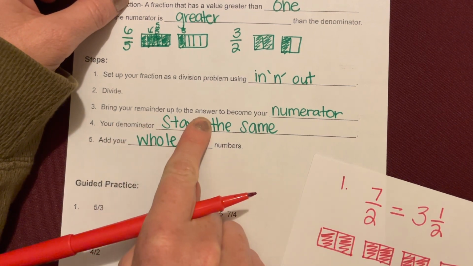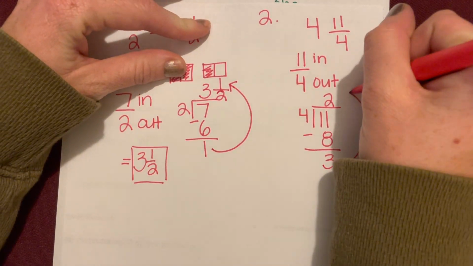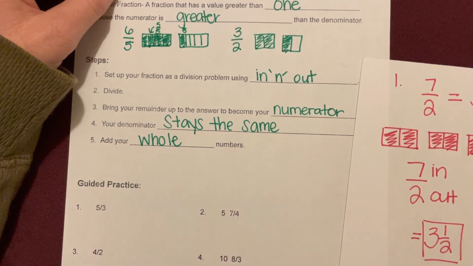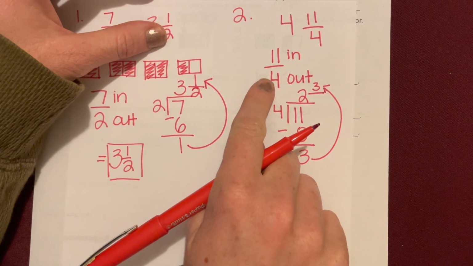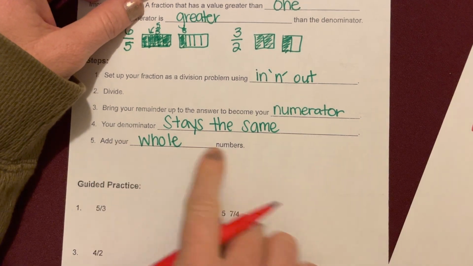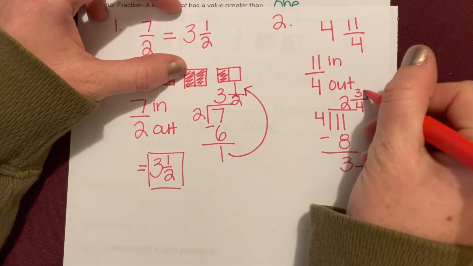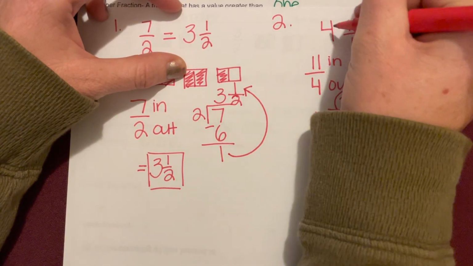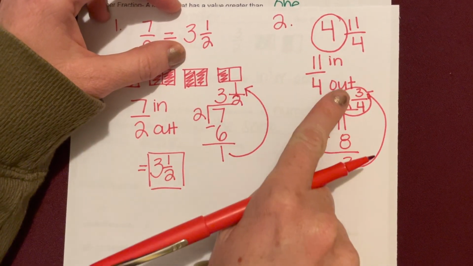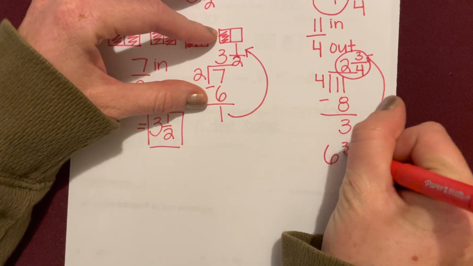Bring your remainder up to the answer to become your numerator. So I'm going to bring my 3 up to become my numerator. Your denominator stays the same. So I look here, my denominator is 4, so my denominator here is going to be 4. Add your whole numbers. So I divided my fraction and I got 2 3/4, but I started out with 4 wholes. So I need to add those 4 to these 2. So when I add 4 and 2, I get 6. So I have 6 3/4.